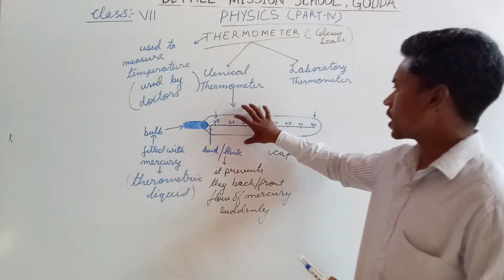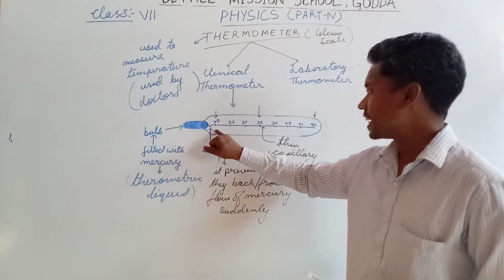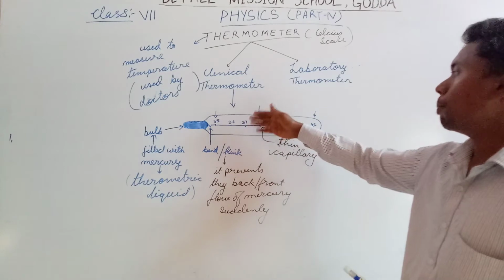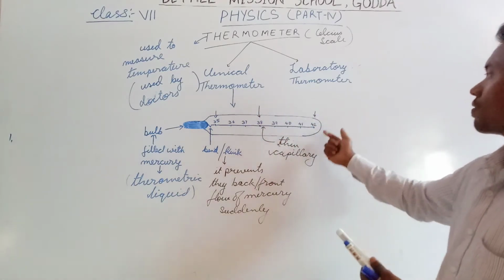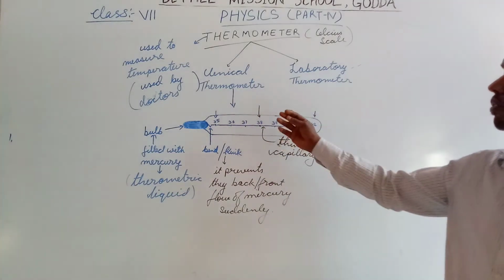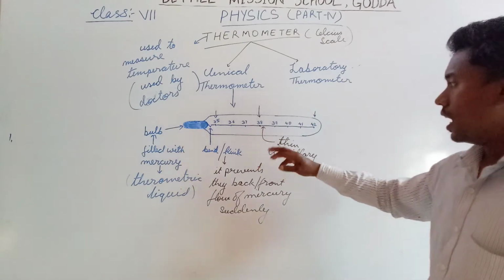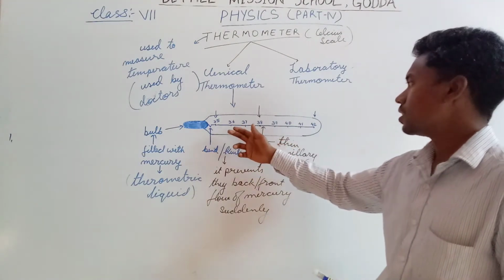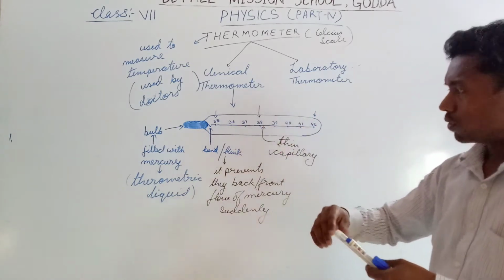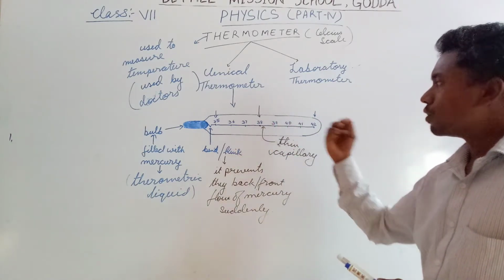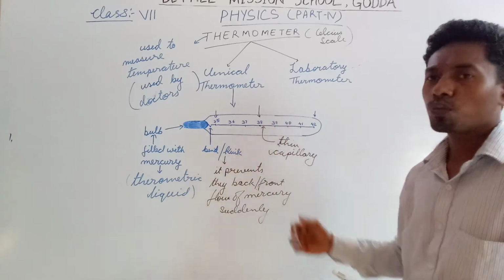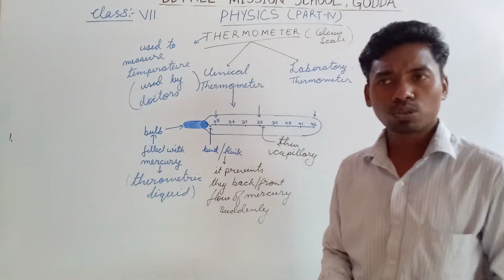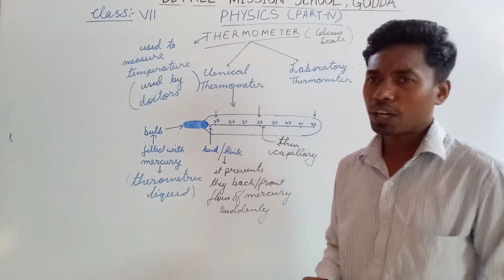So this is our diagram. This is the bulb, this is the kink, and this is the fine thin capillary, and these are the markings on the surface. And each reading, we get properly. How do we see? We align this reading with the mercury. In the next video, I will show you that thermometer also. Or you might have seen it by yourself also.